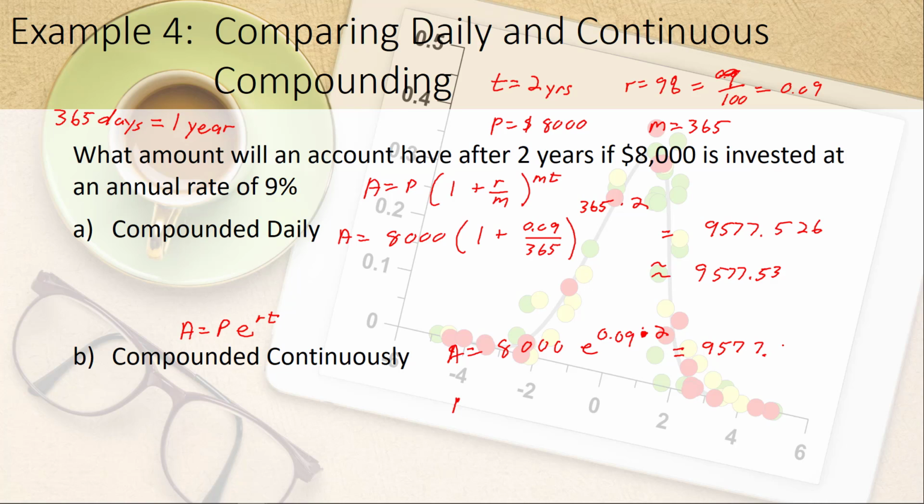Okay, and that is going to be equal to $9,577.738, and that will round to $9,577.74. So notice the only gain that we have is about 21 cents. So once again, as we compound more often, we are going to get close to the continuously compounding case, but that is the best that we can possibly do.